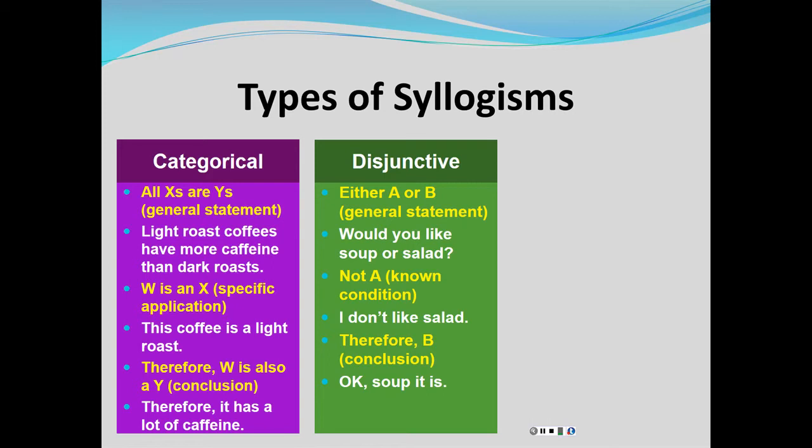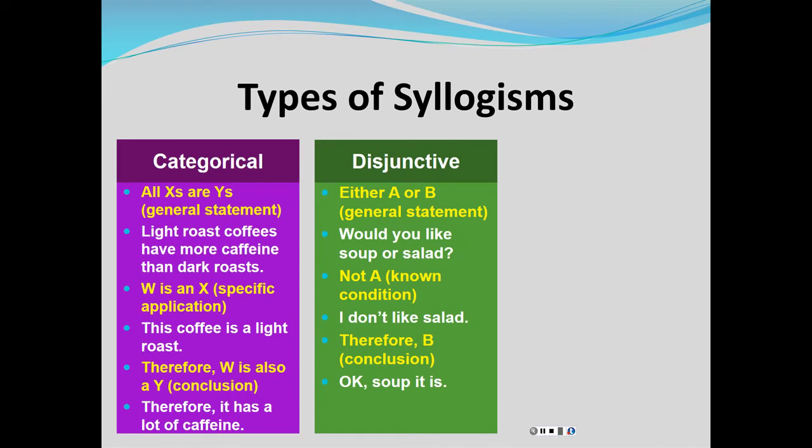So let's say I go out to eat for dinner tonight, and the waitress asks me, do you want soup or salad? And I happen to say, I don't like salad. What's the conclusion that she can probably draw from that? Her conclusion is, okay, he probably wants the soup. If I say I don't like salad, I only have two options. I ruled out one of those options, therefore it's probably the other option.